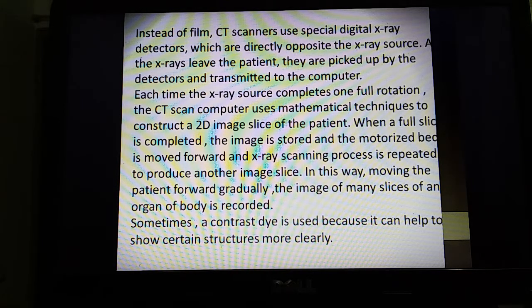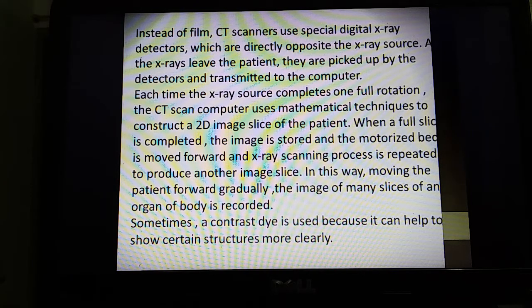Each time the X-ray source completes one full rotation, the CT scan computer uses mathematical techniques to construct a 2D, or two-dimensional, image slice of the patient.